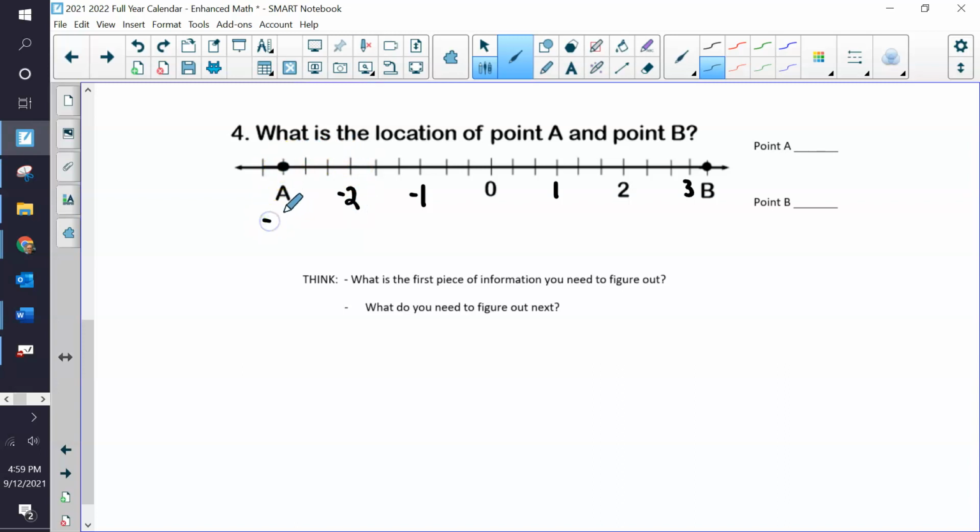So that tells us right there that A is negative 3. And then B is right here. It's right after 3, so it's 1 jump after 3, which means it's going to be positive 1/3 there. And so that is how I work out those problems right there.